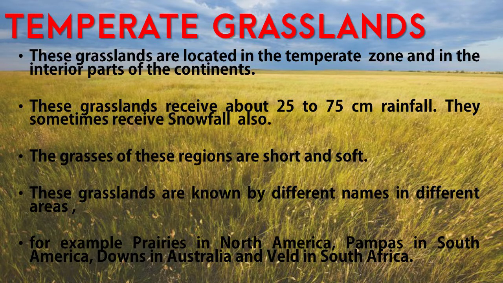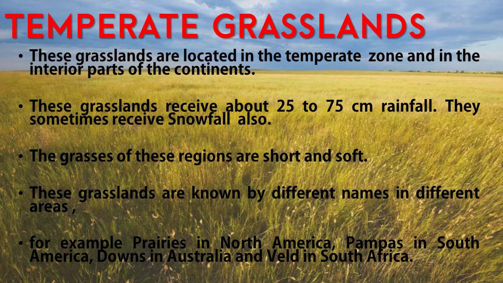The second type of group is temperate grassland. These grasslands are located in the temperate zone. Temperate zone represents a moderate type of climate, ना ज़्यादा गर्म ना ज़्यादा ठंडा, and in the interior part of the continents. तो कोई भी कॉन्टिनेंट का जो बिल्कुल इंटीरियर वाला पार्ट है वहाँ पर भी ये ग्रासलैंड्स हमें मिलते हैं जहाँ से ओशन या सी का इफेक्ट बहुत दूर हो.